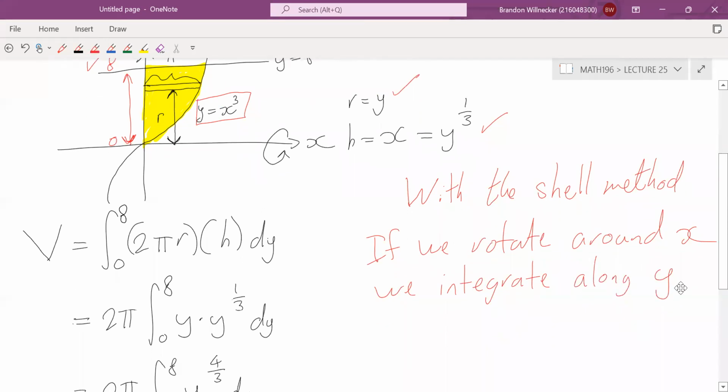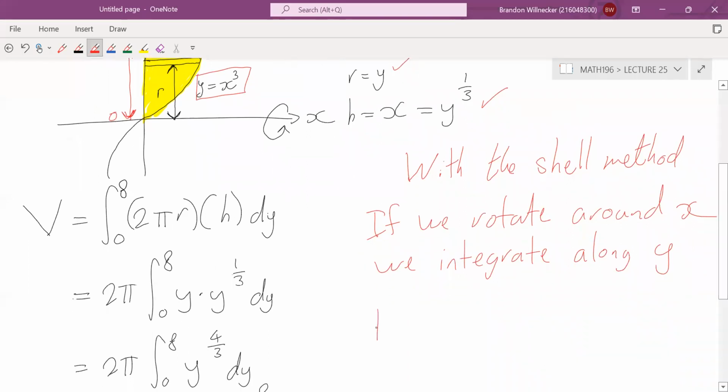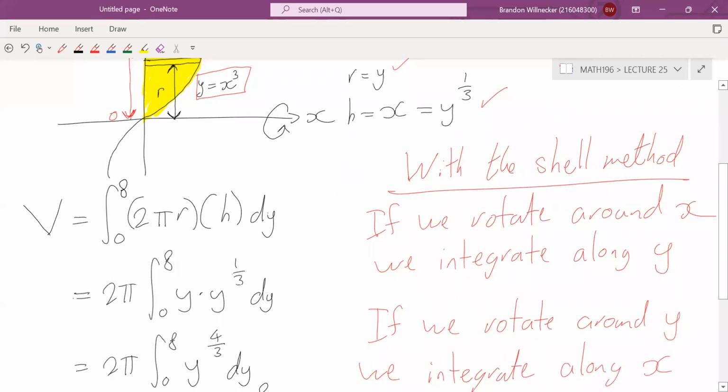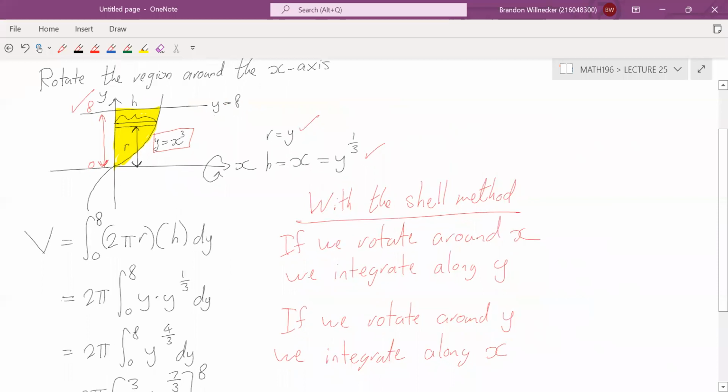Okay, and then we flip it if we integrate or if we rotate around the other axis. So if we rotate around y, we integrate along x. Okay, and that's if we're using the shell method.